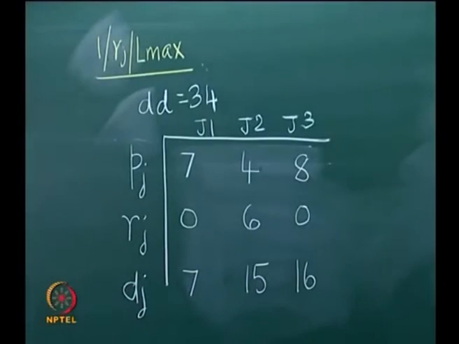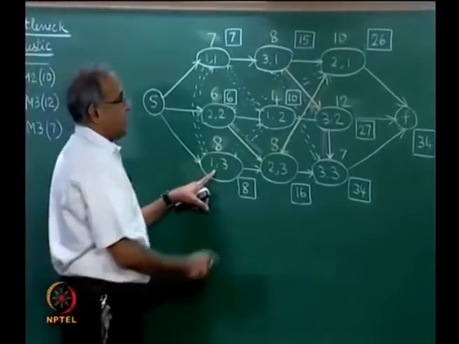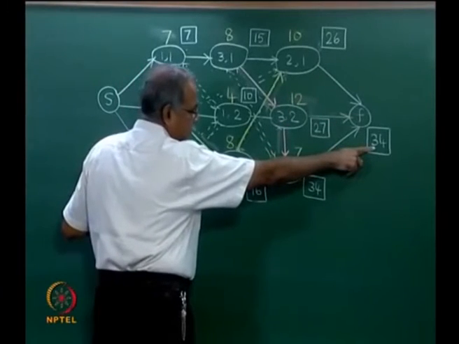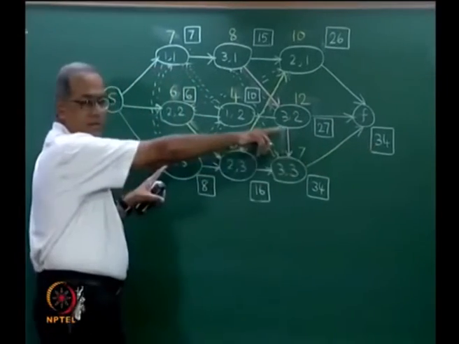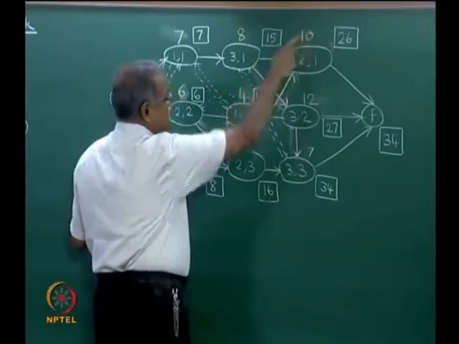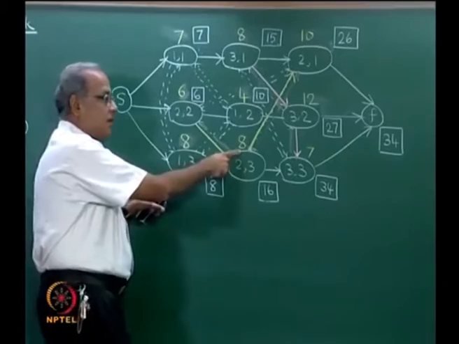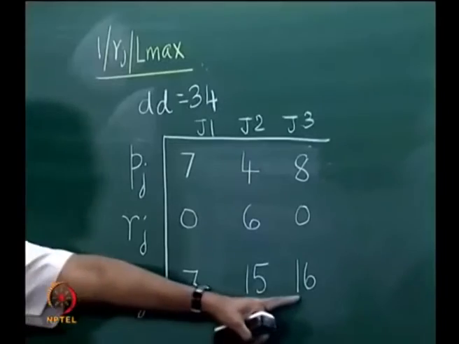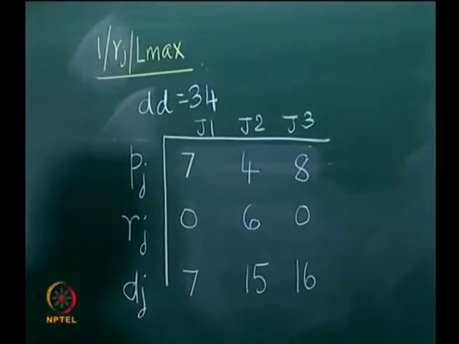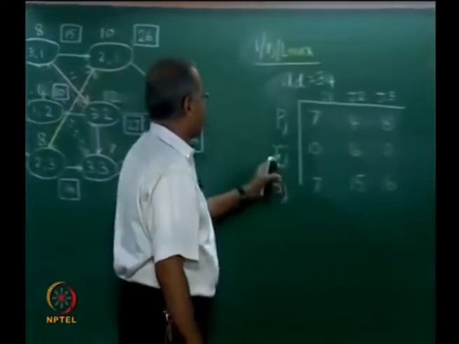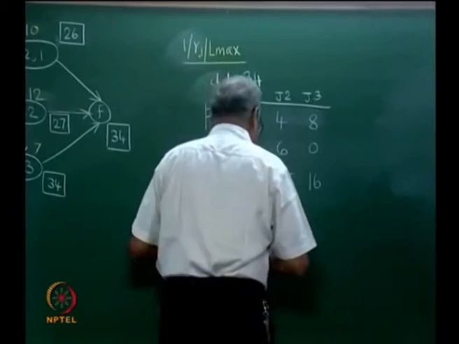Now as far as J3 is concerned, we are here. So again we go through the path. 34 is the final, at the moment the makespan is 34. So 10 plus 8 18 more time units of processing is required. So the due date becomes 16 for this. Now with this data we try and solve a 1 | Rj | Lmax problem on machine 1.